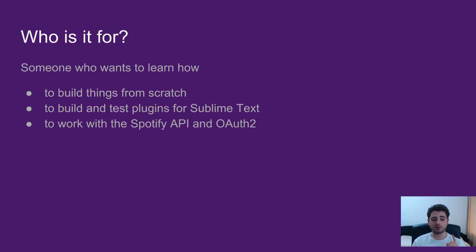It's also for someone who wants to learn how to work with the Spotify API, which is a REST API. It's very well written actually, and the documentation is quite nice. And also for someone who wants to learn a little bit about OAuth; if you don't know anything about it, don't worry, I'm going to explain it just enough for you to be comfortable with it. And obviously to develop applications in Python, because Sublime plugins are written completely in Python.